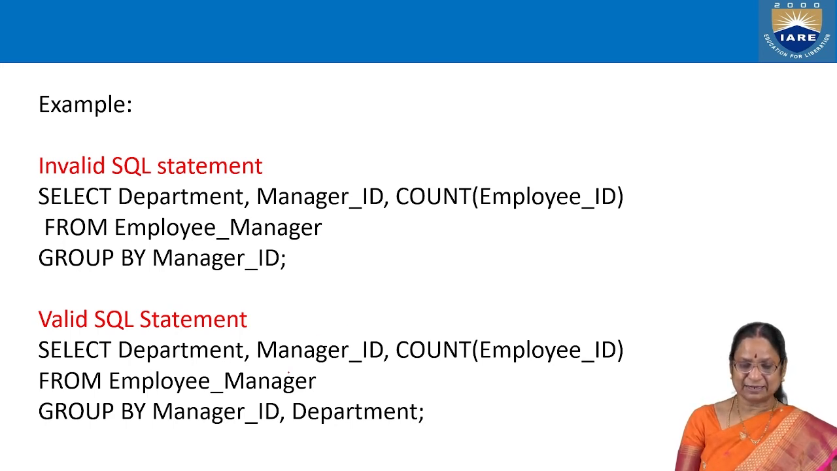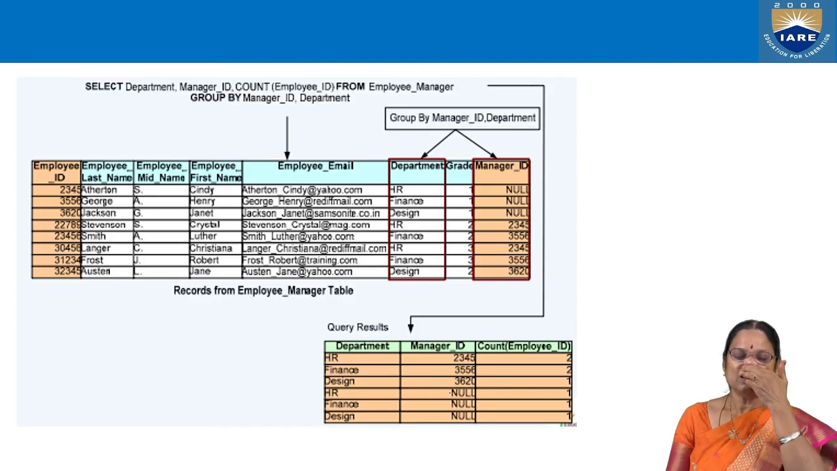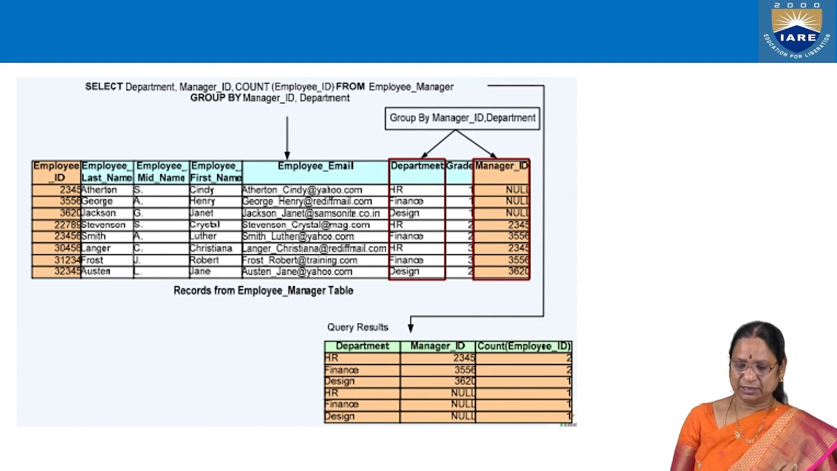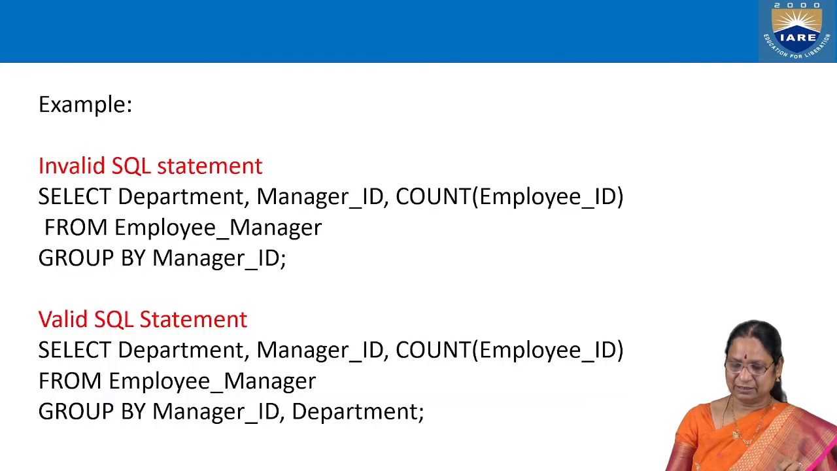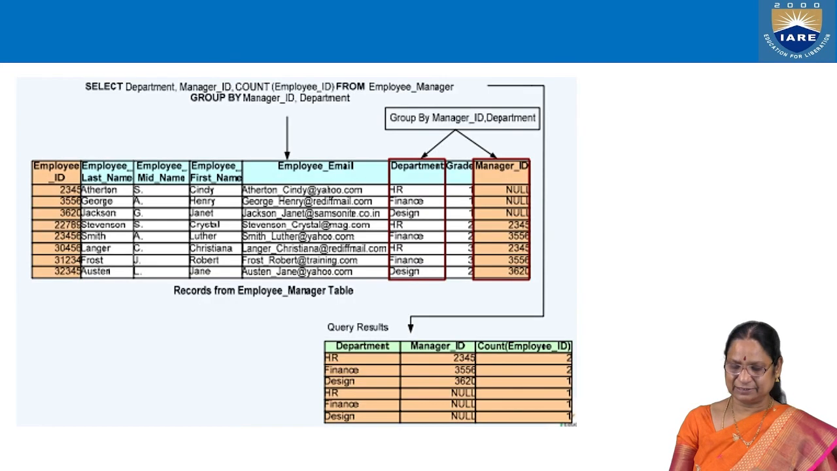So this is a valid statement: select department, manager ID, count of employee ID from employee, group by manager ID and department. Both are grouped. So while doing this process, I can use the department and manager ID, both as the respective grouping here. First manager ID, and if manager ID is equal, then department is going to be considered.